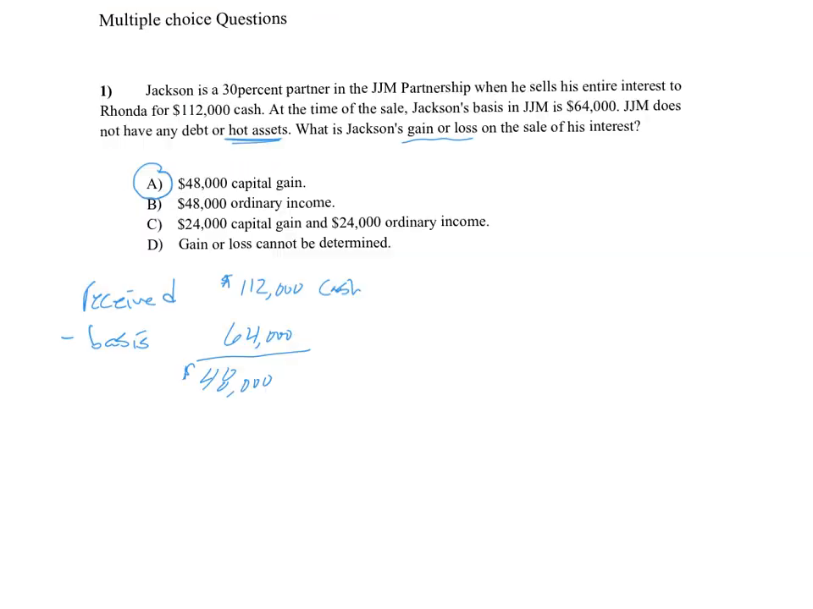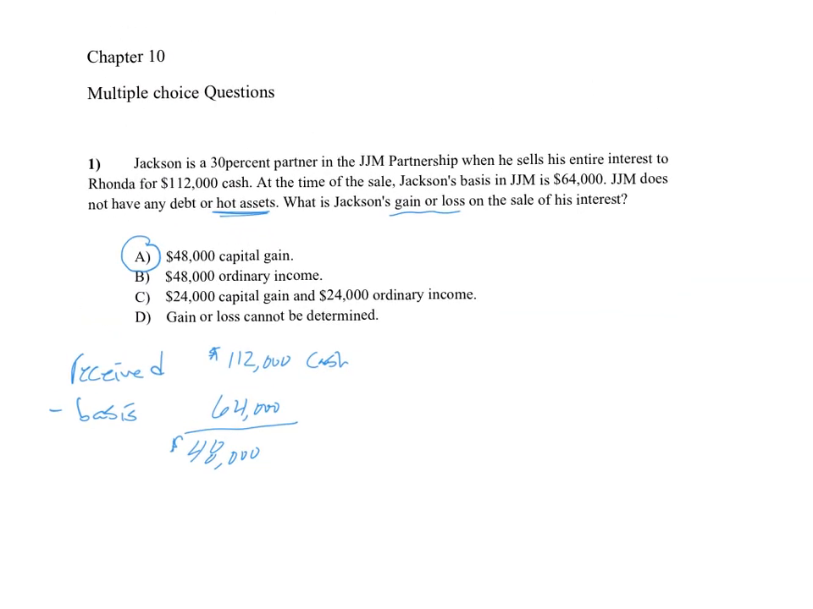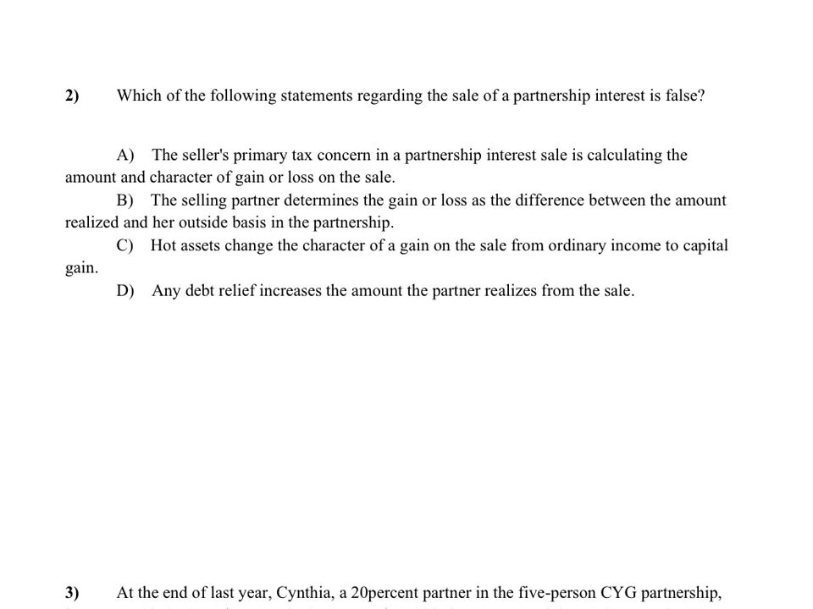All right, and I don't remember if I put these all on separate pages or if I have 2 to a page, so we'll just have to see. There we go, we got 2 to a page on this one. So here is a conceptual question. Which of the following statements regarding the sale of a partnership interest is false? The seller's primary tax concern in a partnership interest sale is calculating the amount and character of the gain or loss on the sale.